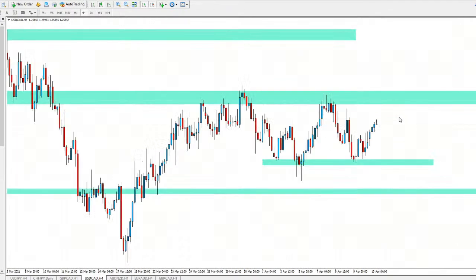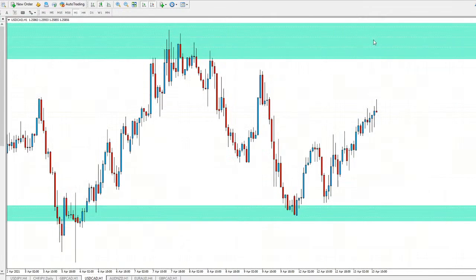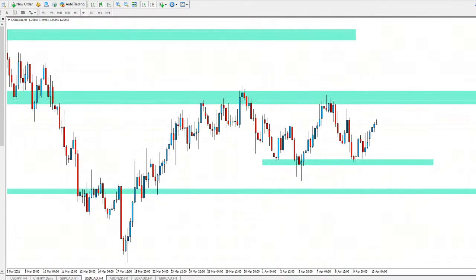But right now, for USD CAD, since we're holding that area, I might see a bit of retrace. But I think we're probably going to move into that 1.26200 level out there, since we are holding that support.